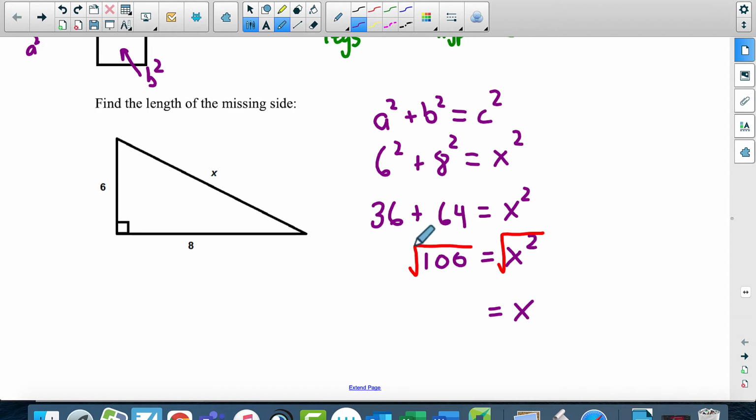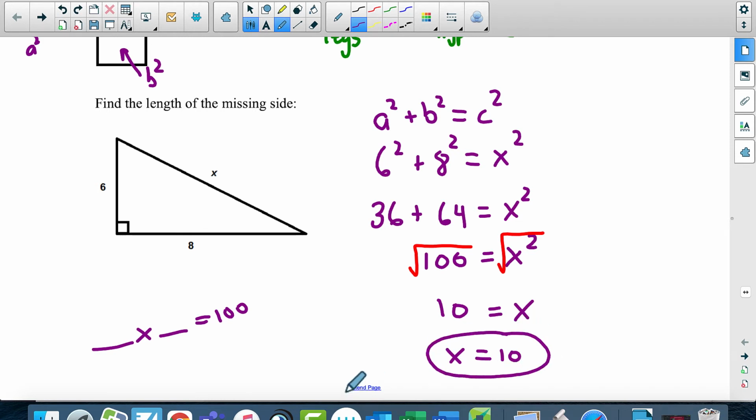And the square root of 100. What number multiplies by itself to get 100? It's not 50. That's 100 divided by 2. I'm talking about a number that multiplies by itself to give 100. Oh, 10 times 10 equals 100. So the answer is 10. 10 equals x, or if you'd rather write it the other way around, x equals 10. It doesn't matter which way you write it. There's your answer. Does that seem more likely? 6, 8, and 10? It does seem more likely, and that is in fact the correct answer.